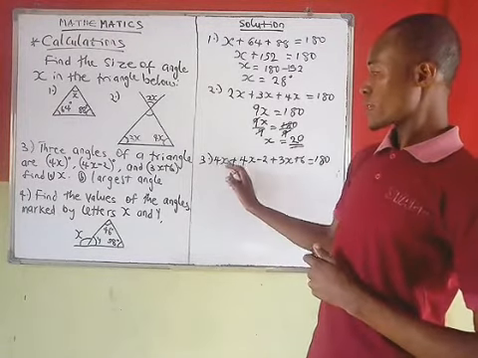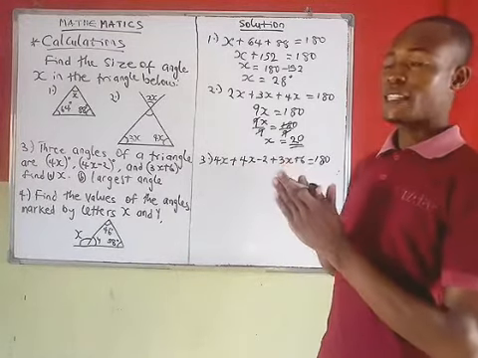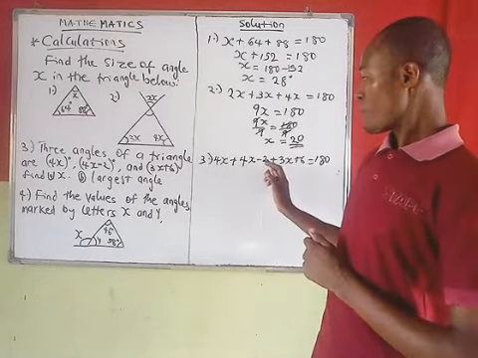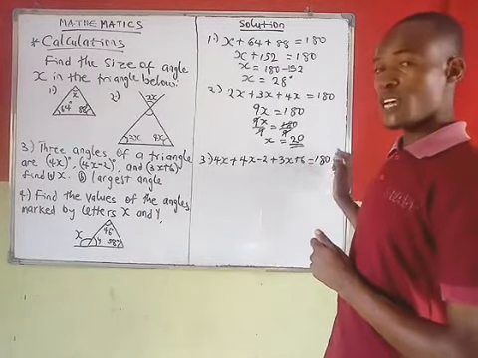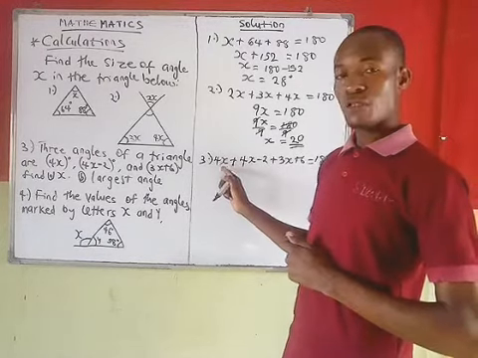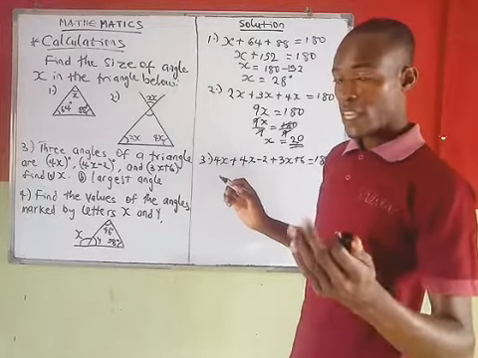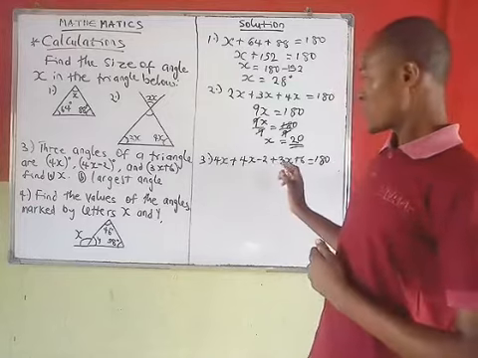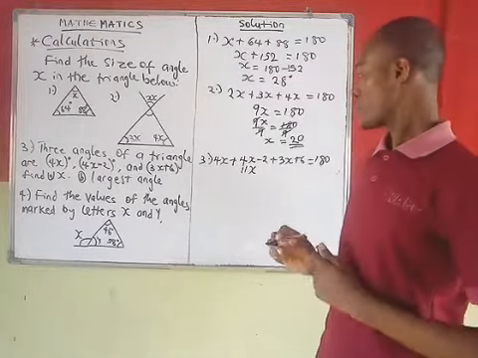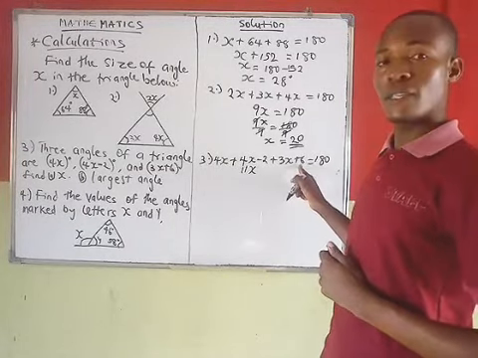We have 4x, we have another 4x, we have 3x. They are like terms. And then the real numbers without variables attached to them: minus 2, plus 6, and 180. Now, for the ones that have variables attached to them, 4x plus 4x will give us what? 8x. Plus 3x will give us 11x.